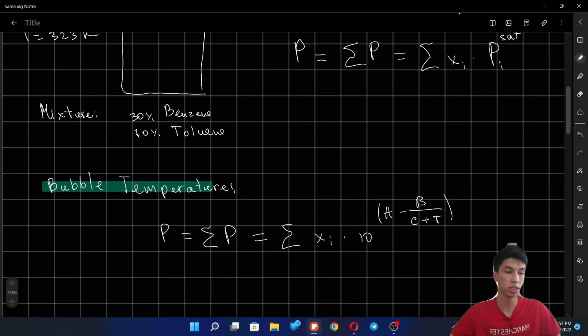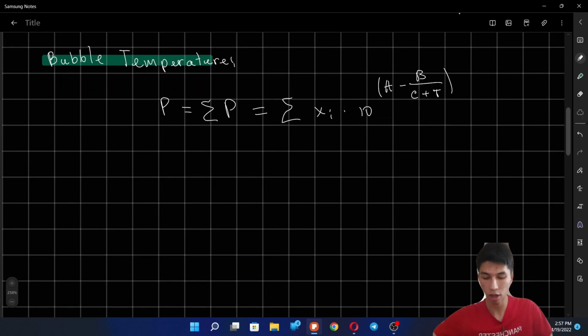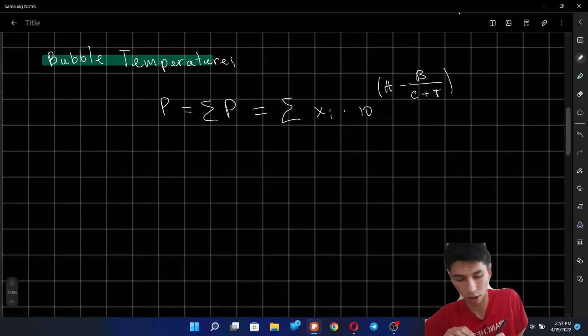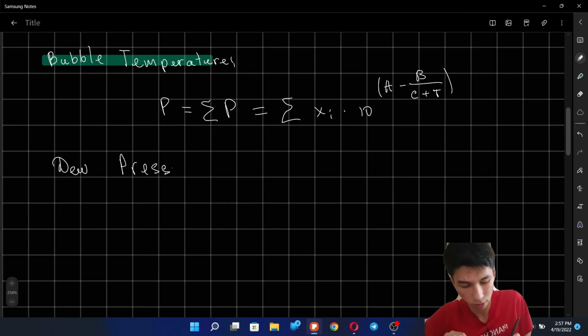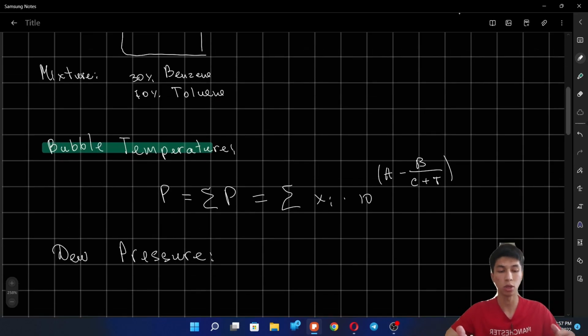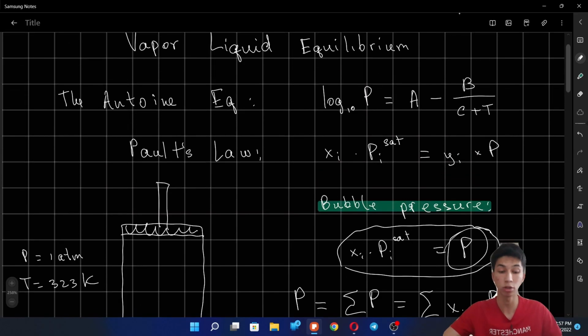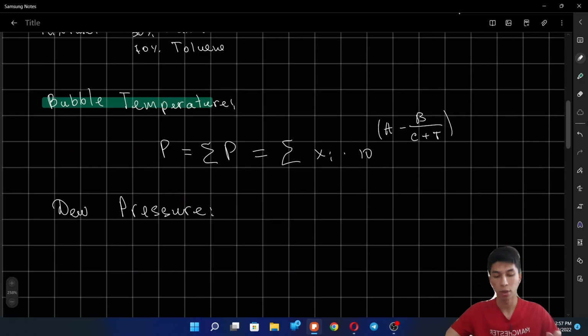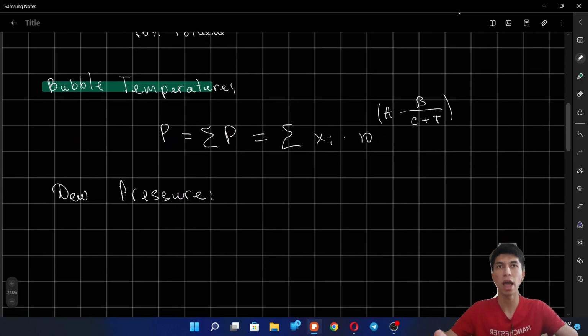Okay, so this was the bubble temperature and pressure. And now let's look at the dew temperature and pressure. So let's start with the dew pressure. The idea stays the same. We're going to be using Raoult's law again, but this time dew pressure is the pressure at which the first liquid drop is formed in a vapor mixture, at a given temperature.